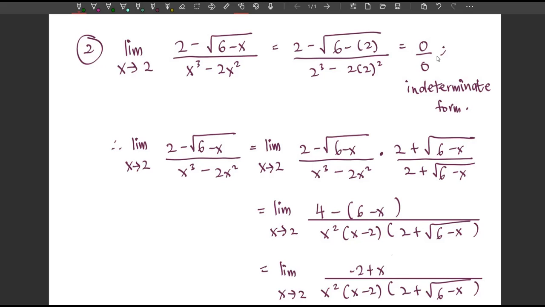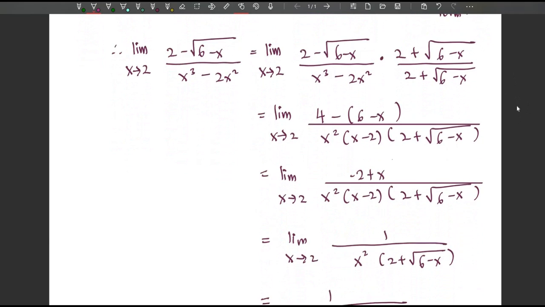Move on to the next example. We have here limit 2 minus root of 6 minus x over x cubed minus 2x squared when x approaches 2. When we substitute the value of 2 here, 6 minus 2 is 4, so root of 4 is 2. 2 minus 2 is 0. And here, 2 cubed minus 2 times 2 squared is also equal to 0. So this is indeterminate form.